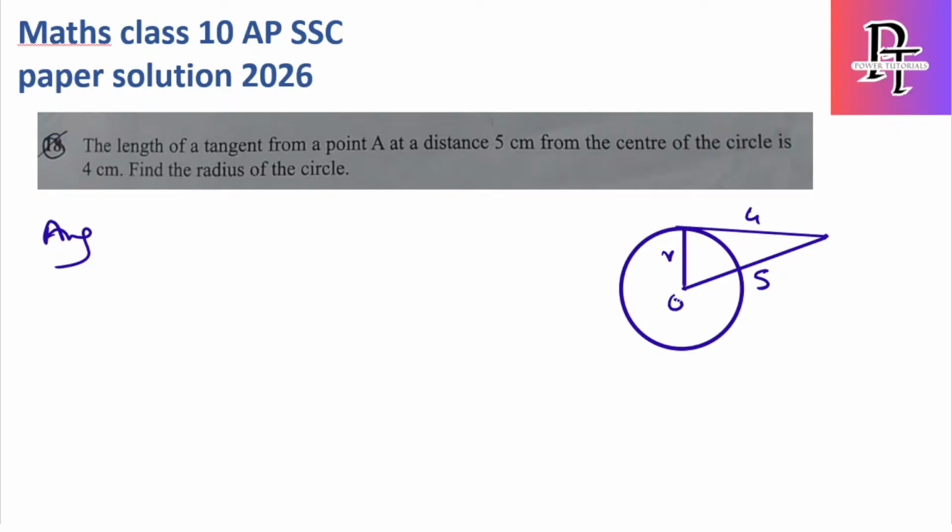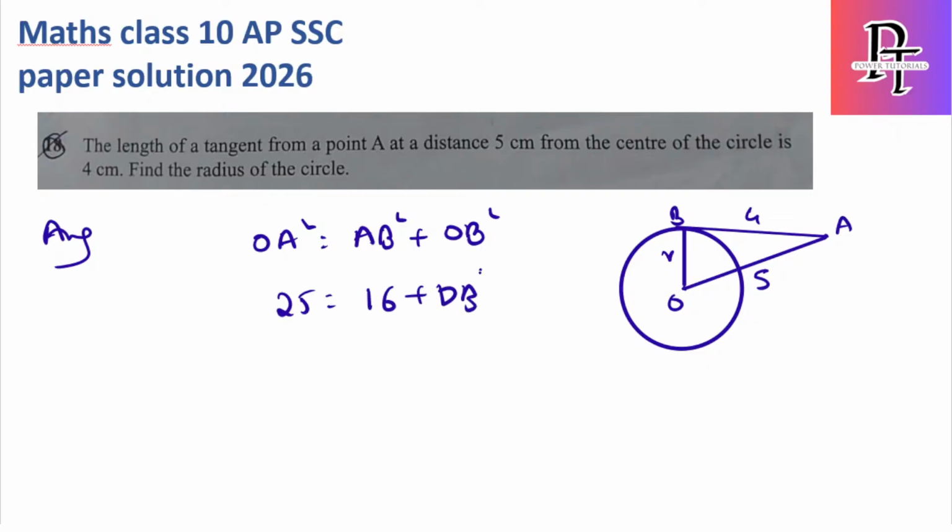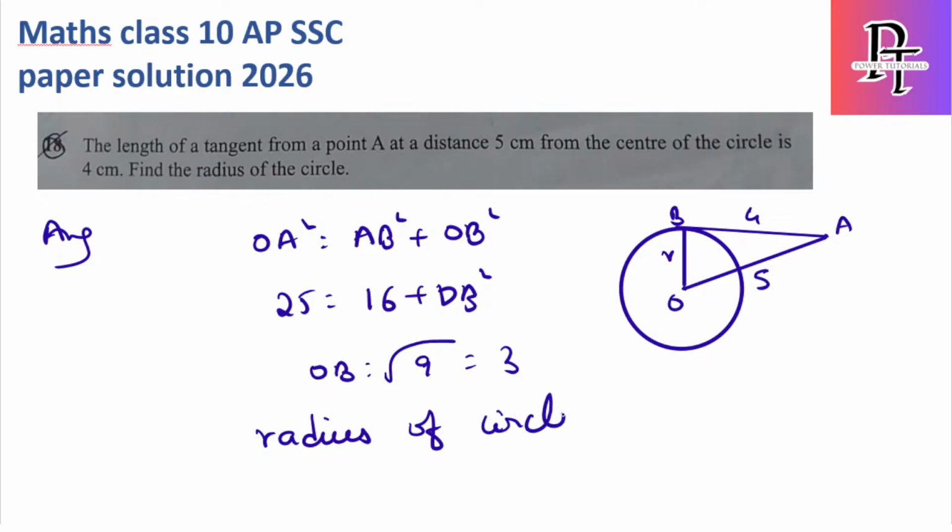Let me write this is O, this point as A, this point as B. Then using the Pythagoras theorem I can see OA square is equal to AB square plus OB square. OA square is equal to 5 square, which is 25, is equal to 4 square, which is 16, plus OB square, which is R square. So OB I can write as root of 25 minus 16, which is 9. So OB is equal to 3. Therefore the radius of the circle is equal to 3 centimeters. Units are also important.